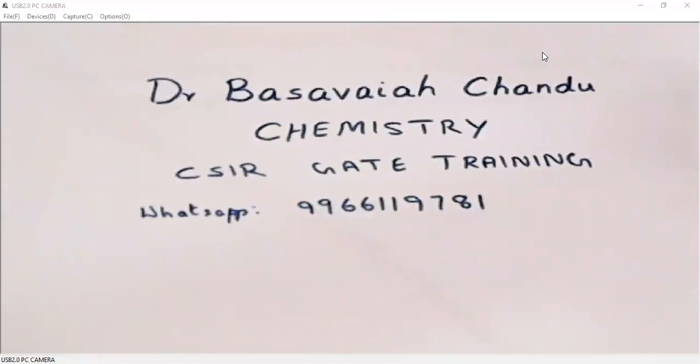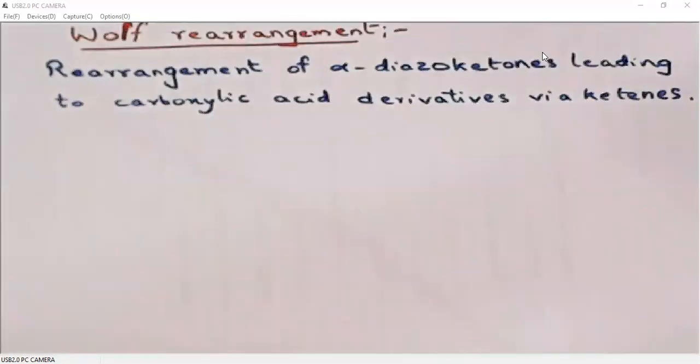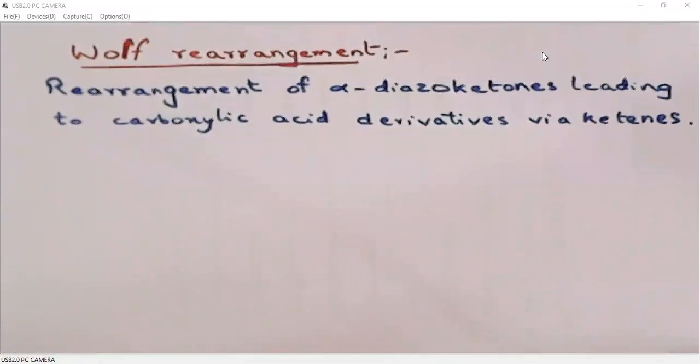We were discussing rearrangement reactions. Now we will see Wolff rearrangement. What is Wolff rearrangement? The rearrangement of alpha diazoketones leading to carboxylic acid derivatives via ketenes.